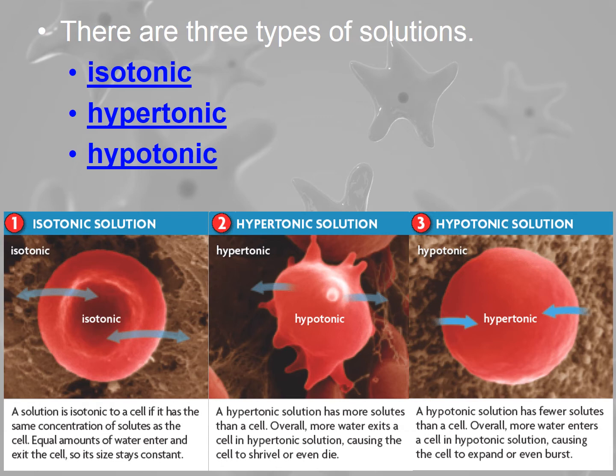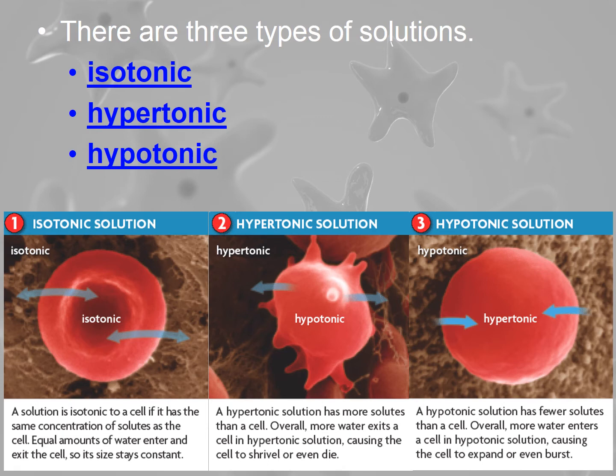If you put a red blood cell in a hypertonic solution, it's going to shrivel. Sometimes it could die, depending on how hypertonic that solution is. And it does this because the concentration of water is actually higher inside that cell than it is outside. And water is going to leave the cell so that it can make it equal.